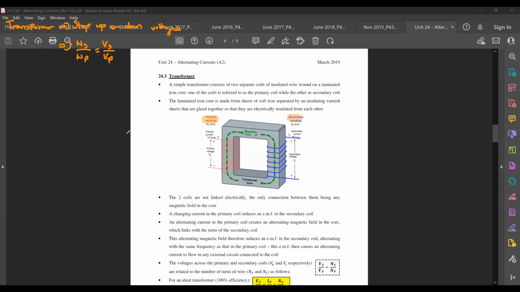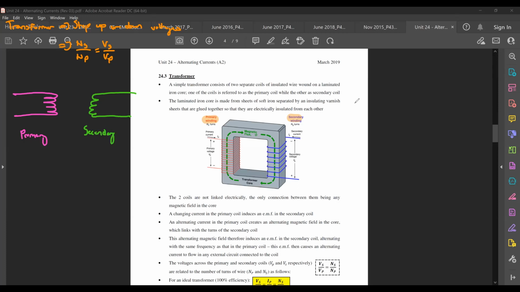Now in A2, in A-level, we'll learn a bit more about this. We'll learn specifically how your transformer actually works. Your transformer usually consists of a primary coil like this. This one is your primary. And then it also consists of your secondary coil that looks like this. It's basically a solenoid in itself. A primary coil is a solenoid, a secondary coil is also a solenoid. They consist of many coils or many turns of wire.